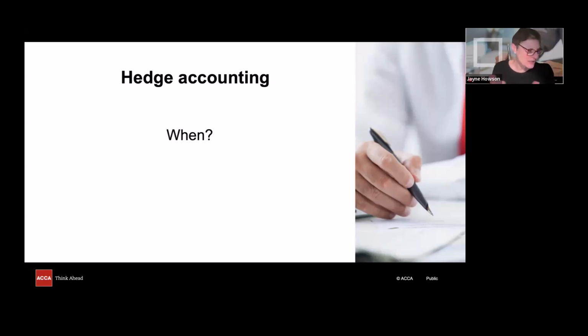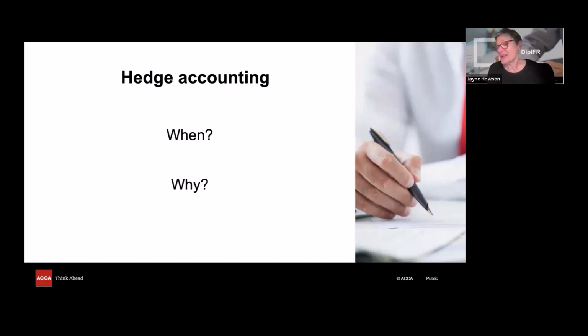Now, I'm allowed to do this when there are certain conditions that have been met. Now, you will always learn these anyway, but we know that it has to be designated instrument and designated item. Item is the transaction, instrument is the derivative. And we also need to show that this is fairly effective, which they usually are. In other words, they do make sure that they minimize the risk that we're exposed to.